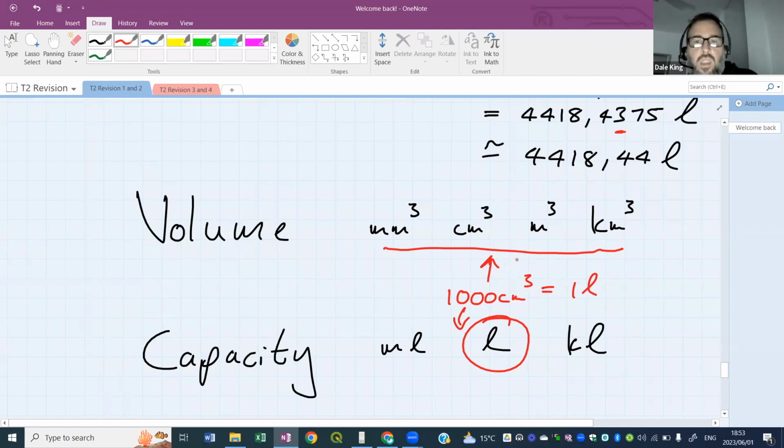Now, I said we need to work with centimeters in our formula. Why? Because I looked into the conversion between volume and capacity, and I saw centimeters there. So I want to keep my answer for volume in centimeters cubed, and then it's easily changed to a liter using this conversion here. Okay, so there's reasons why we're doing what we're doing.